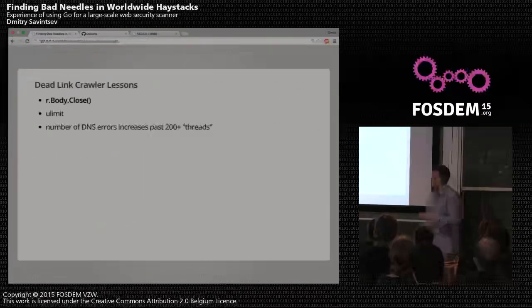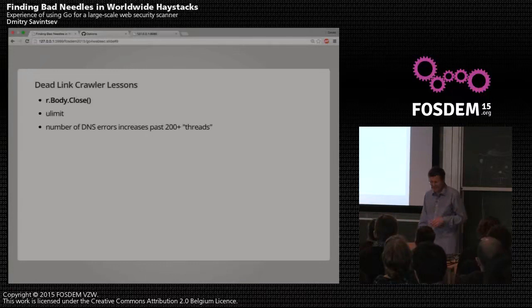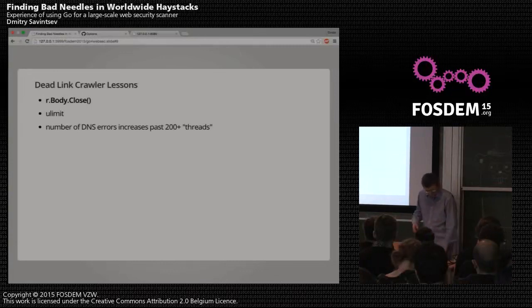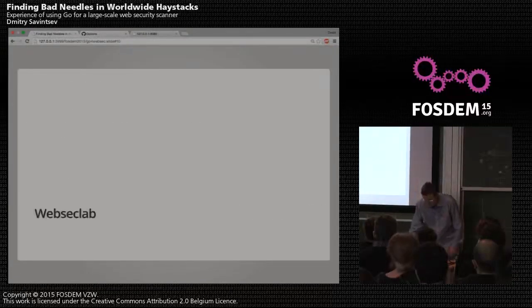So some of the lessons, beginner or rookie lessons: you find out fast that you need to close the body, otherwise it goes south. The ulimit needs to be increased, and I also found that the sweet spot is somewhere between 100 and 300 goroutines running in parallel. Because when I tried to do like 1,000, I was getting DNS errors, that could be the setup of the local DNS server.